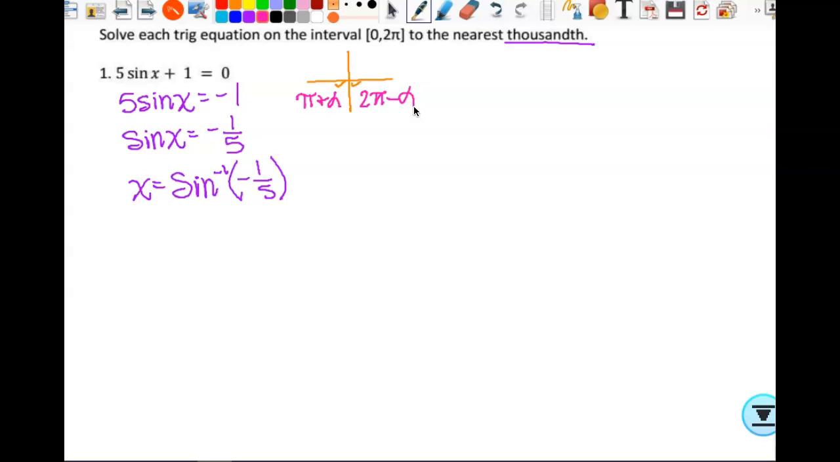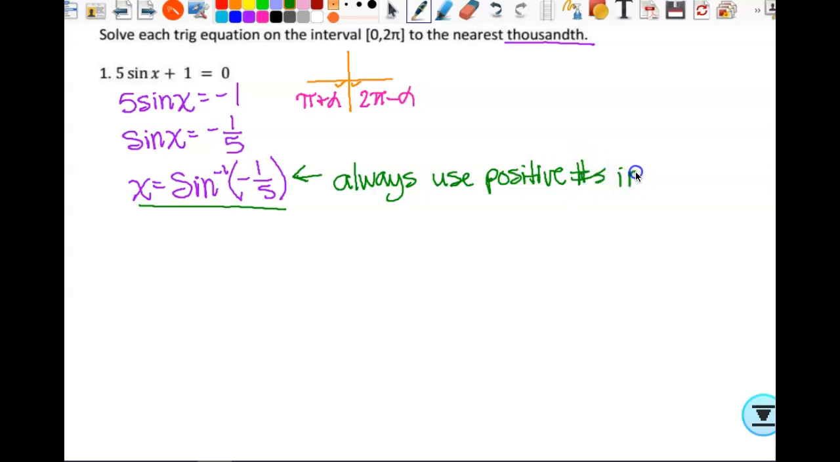Okay, so here's the catch of the calculator. Even though this is what we are finding, and this helps us know what quadrants we want, that is not exactly what we're typing in. So I want you to write this down. Always use positive numbers in the calculator. And then I'll explain to you why.